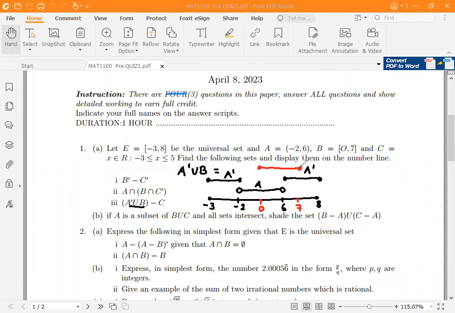And then we are getting the union. So union, you shade the whole A complement, the whole A complement plus the whole B. So we shade also the whole B. Then now we put this together. So for the union, you put this together.